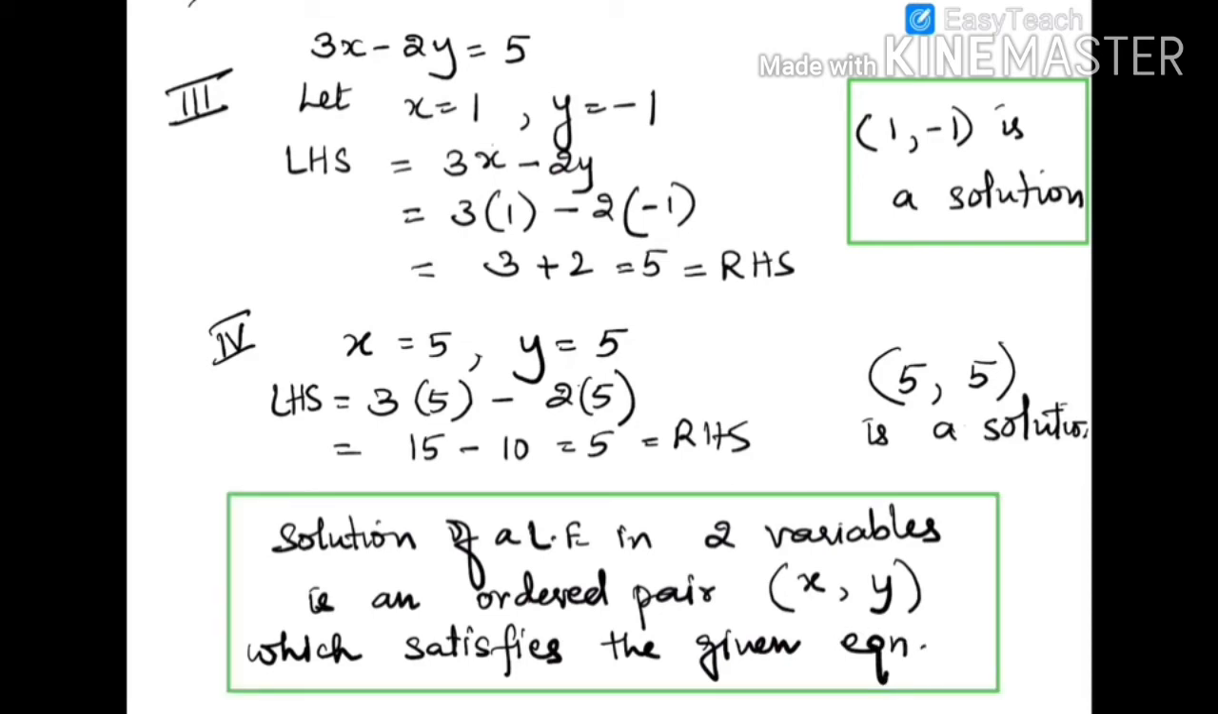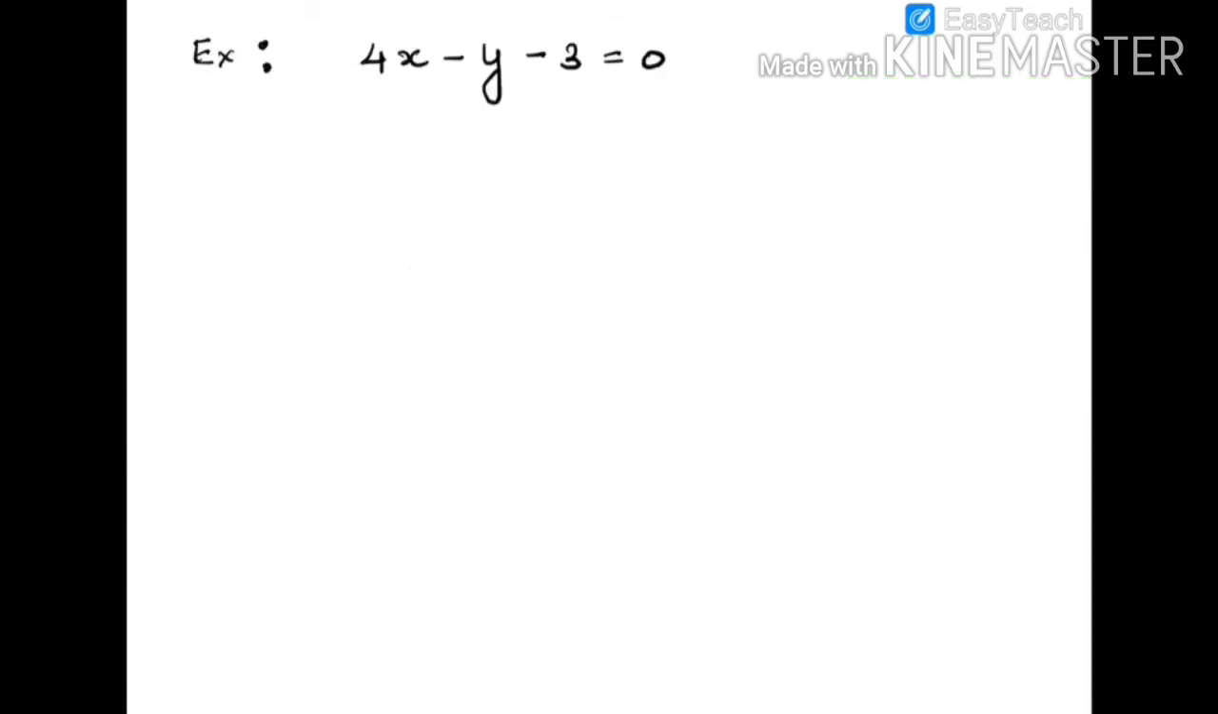Now how many more solutions can we find? To understand this, let's take another example. 4x minus y minus 3 is equal to 0. To find the solution of this equation, we will pick values for x and then find the corresponding values of y for it.